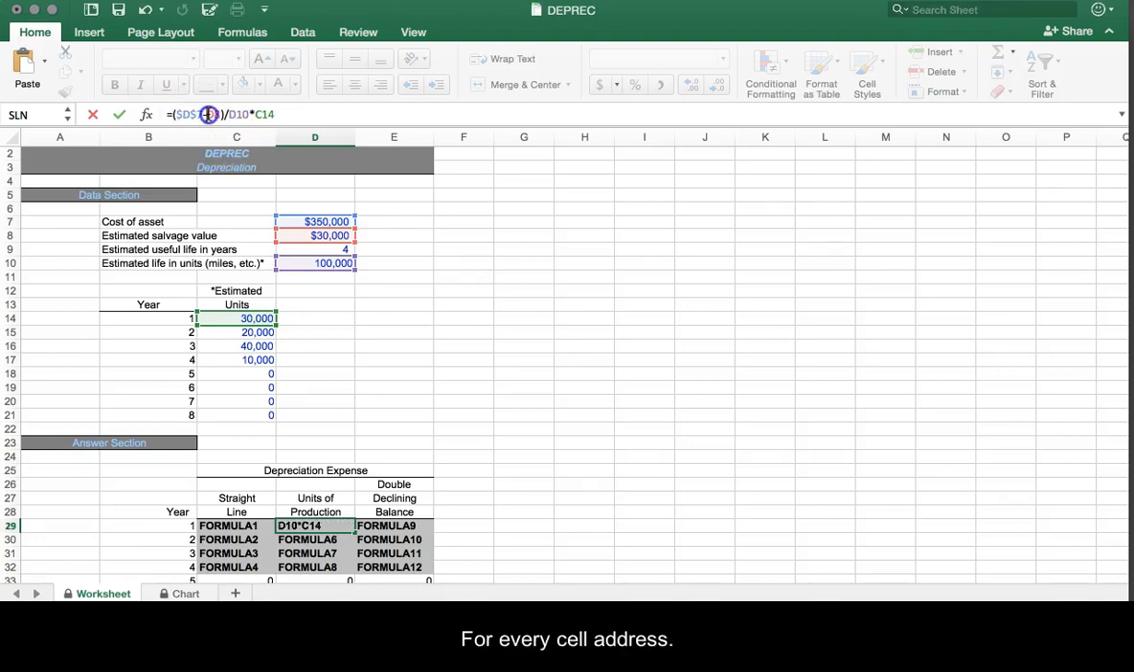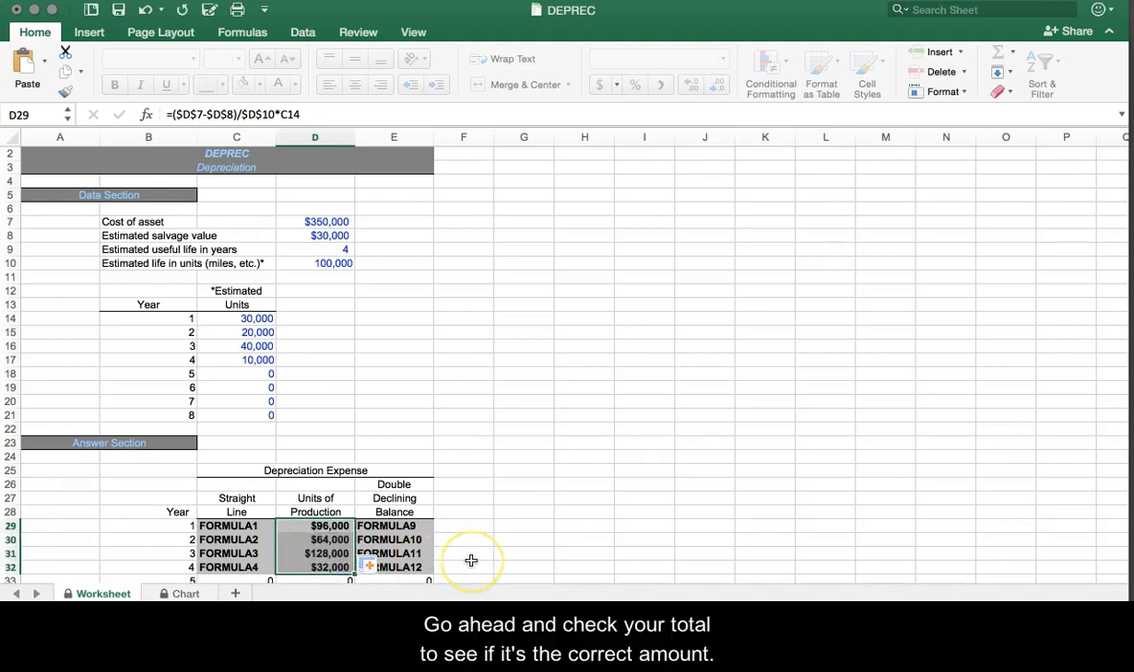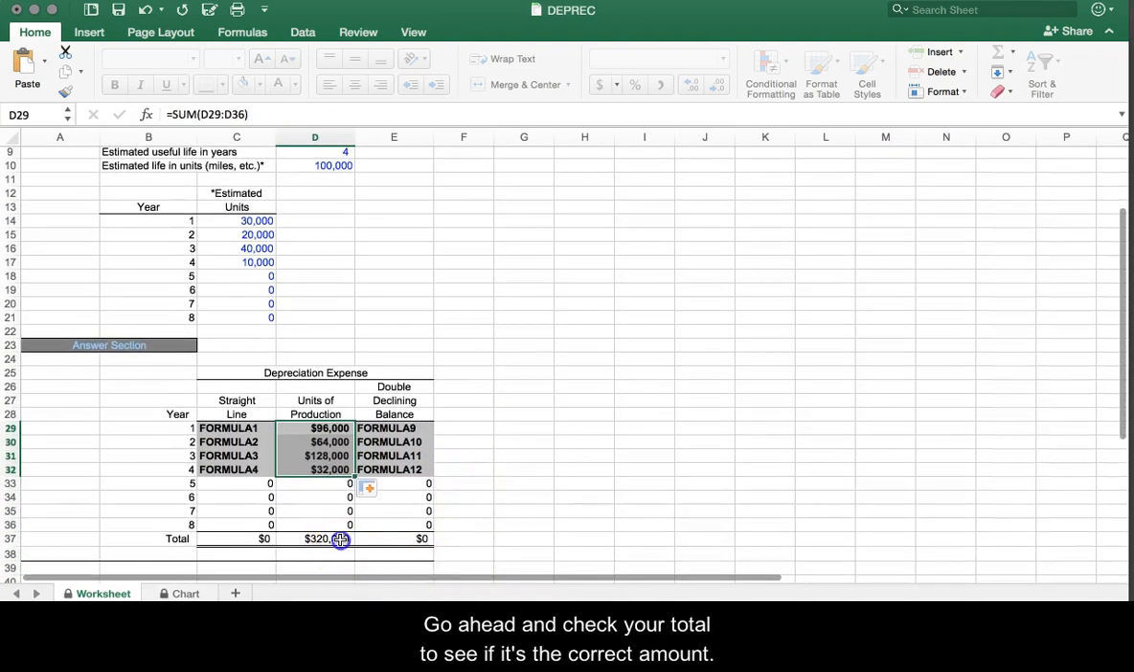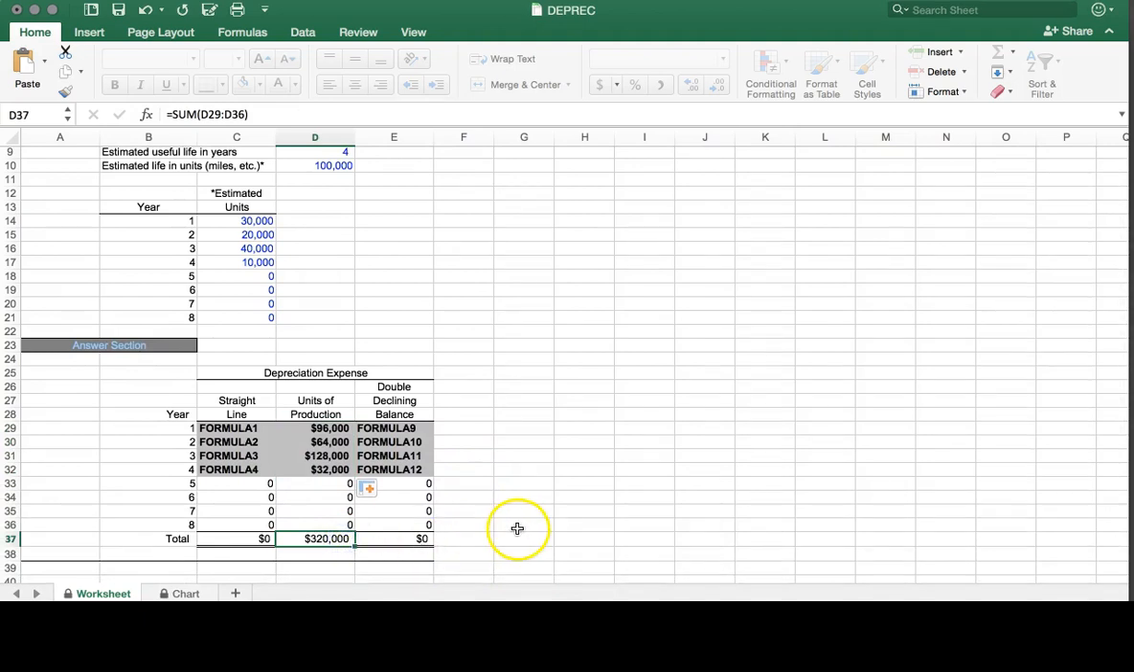before every cell address, before the 8, and before this last cell. And then go to D29 and copy it down, and go ahead and check your total to see if it's the correct amount. And you're done.